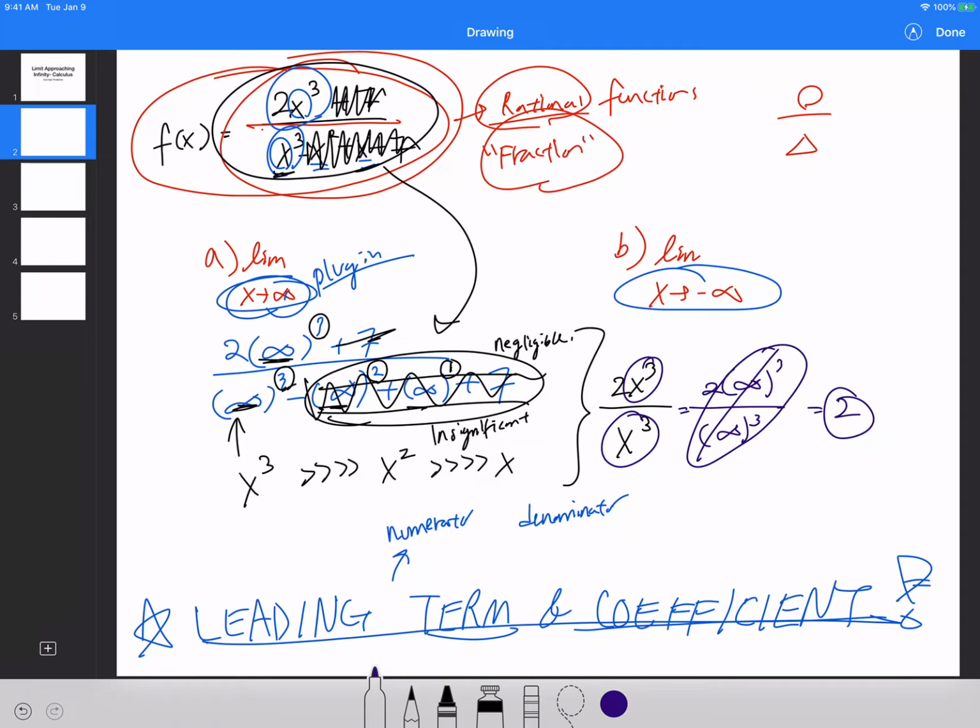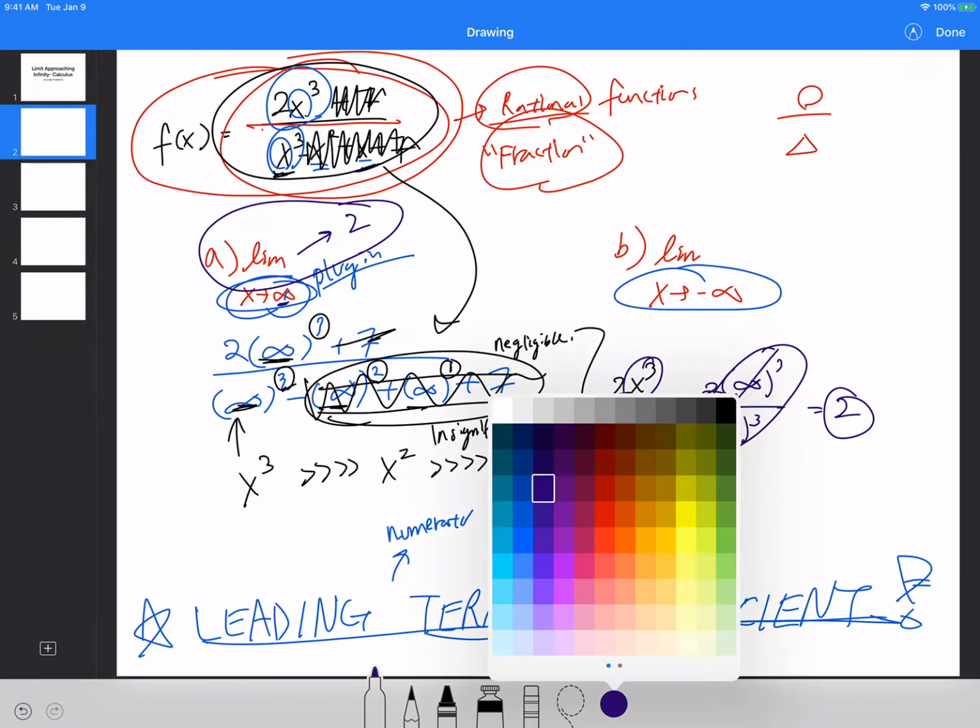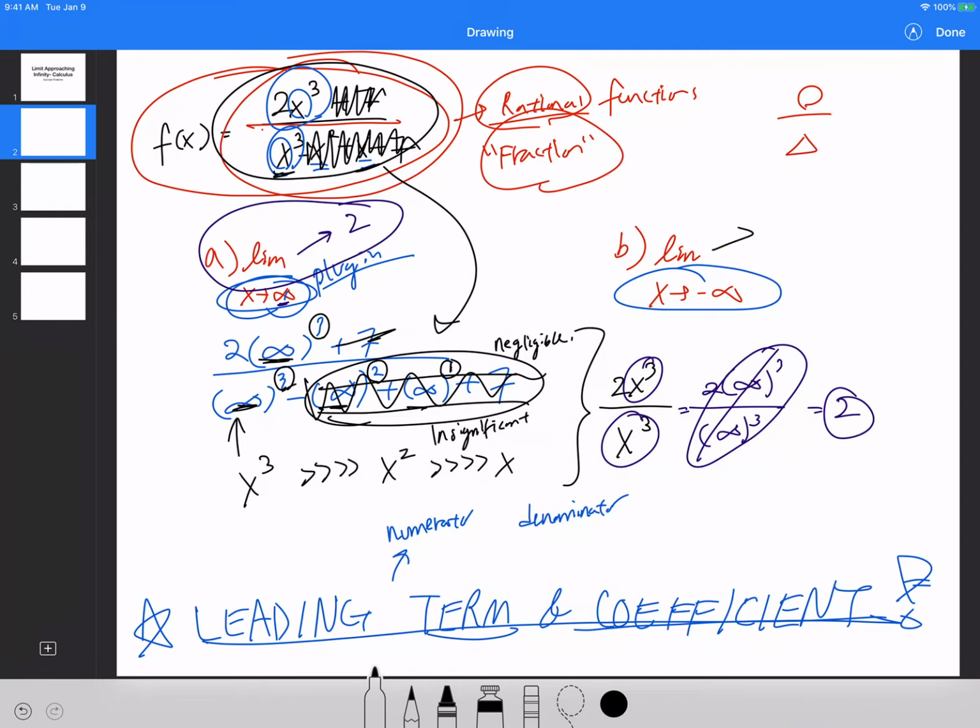Okay, so the limit as x approaches positive infinity, the answer for part A would simply be 2. Now for the second one, part B, it's essentially the same question. So I'm going to skip all of this part where you would consider everything to be trash, and I'm going to put negative infinity instead of positive infinity, just like that one.